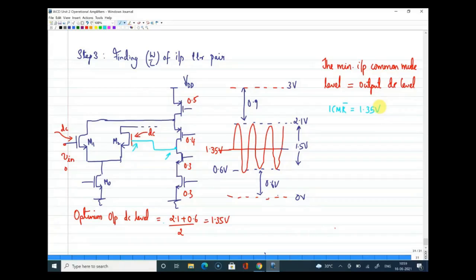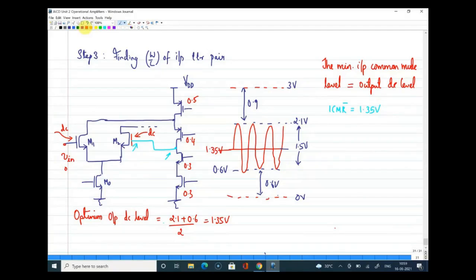In order to size the input transistors, I am trying to find the minimum input common mode level. For this example, I am taking the input common mode level equal to the output DC level. By stating that, I can use this folded cascode op-amp as a unity gain buffer. If I am using it as a unity gain buffer, definitely the output will be shorted to input, and in that case the output DC level should be equal to the input common mode level. I am considering that level as the minimum common mode level, marking it as ICMR minus, and equating it to 1.35.